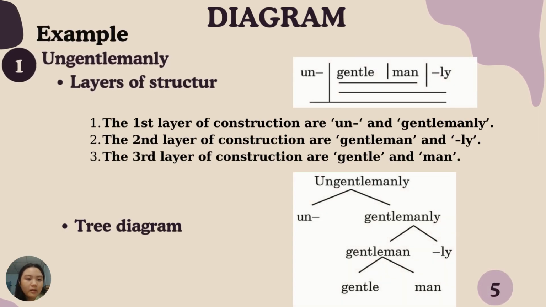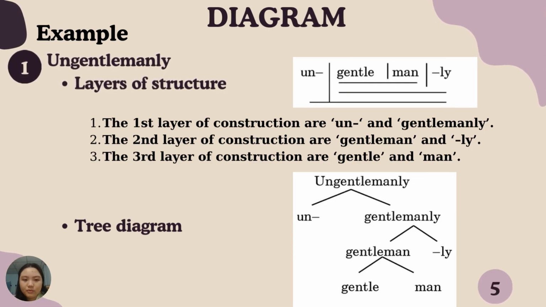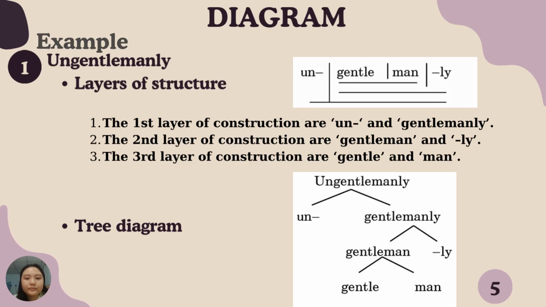For example, you have the word ungentlemanly for the layers of structure. You can see here that the first layer of construction are the prefix "un", and then we have gentlemanly. Here is the first layer. And the second layer of the construction are gentleman and the suffix "ly". The last layer of construction are gentle and man. For the tree diagram, here's the picture of the tree diagram.